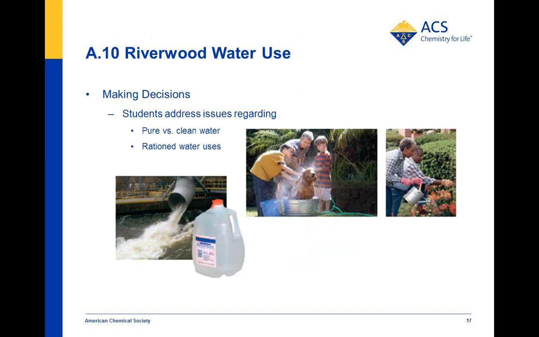Now in river water, in A10, it's making decisions. And in this one, they start to analyze the issues between getting pure water versus getting clean water. And it also looks at where you would use your water if you had rationed water usage. This is something that brings it into their everyday life and really starts them thinking about where they use water and how much water that they use. So it ties in with getting them to think about the fish kill and what happens when they don't have water readily available.